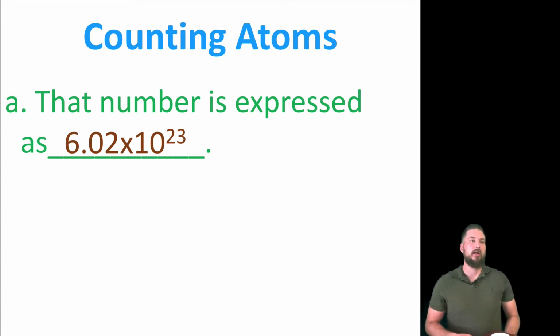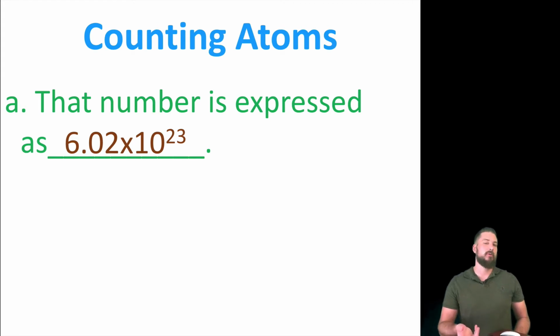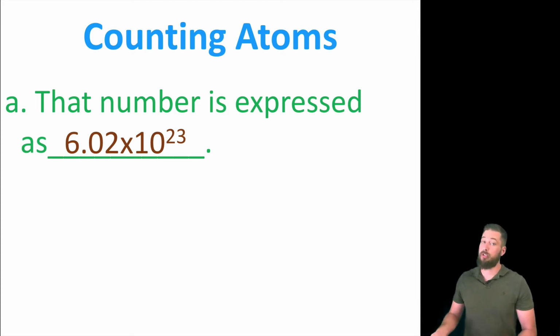The reason we use this concept of a mole is because atoms are very, very, very small. That means if you have even a little bit of substance, you're going to have a lot of atoms. It's inconvenient to deal with these numbers. Just like we sometimes talk in terms of dozens, we're going to talk in terms of moles.